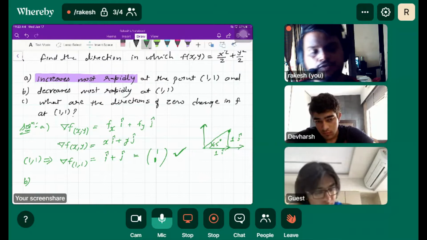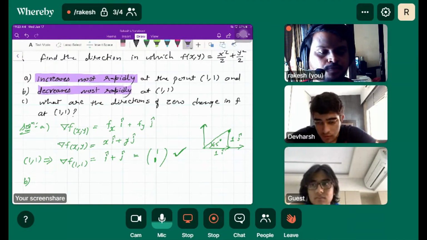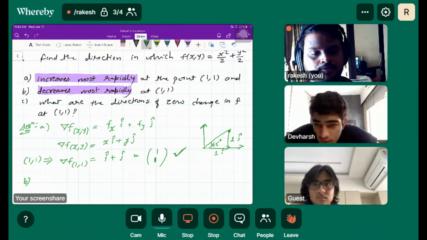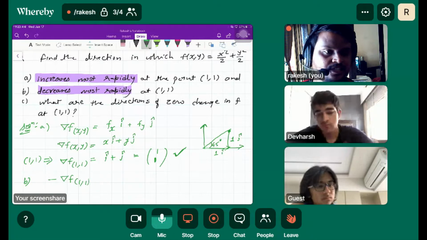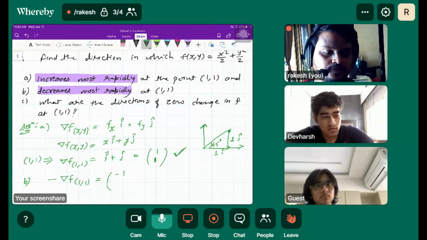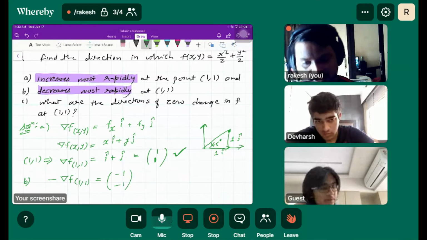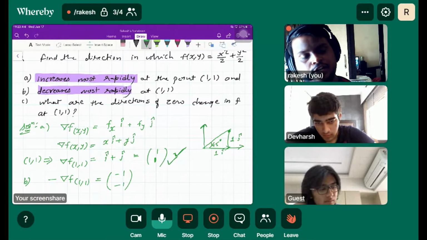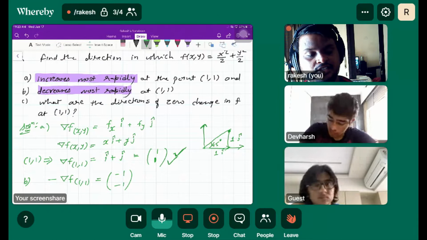So decreases most rapidly means it is in just opposite direction, right? So minus one comma minus one, right? Minus del f basically. We'll find out minus del f at the point, and that is nothing but minus 1 comma minus 1, right? See this is obviously the direction, no doubt about this. This is obviously the direction, but see the direction.